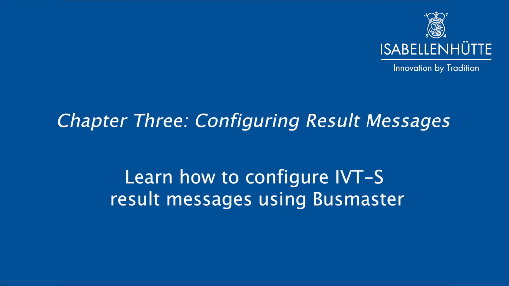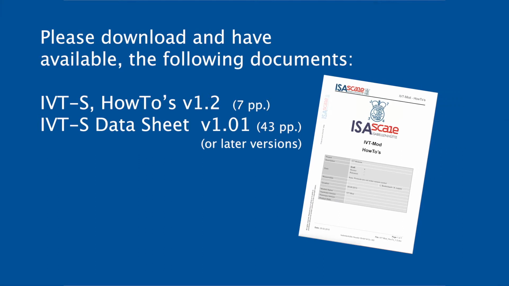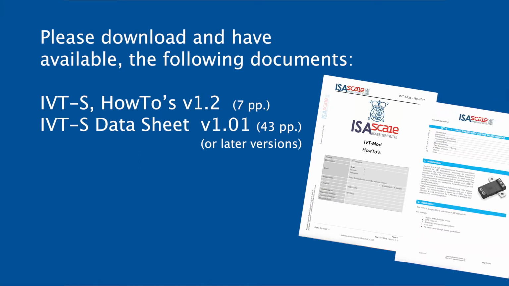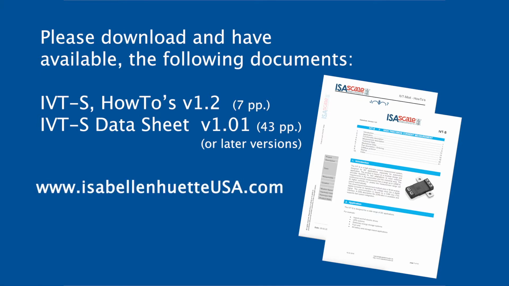In this chapter, we will talk about how to configure IVT-S result messages. For this, we will need the IVT-S how-to document version 1.2 and the IVT-S datasheet version 1.01. Both documents are available for download from our website isabellenhütteusa.com or from the websites of one of our partners.